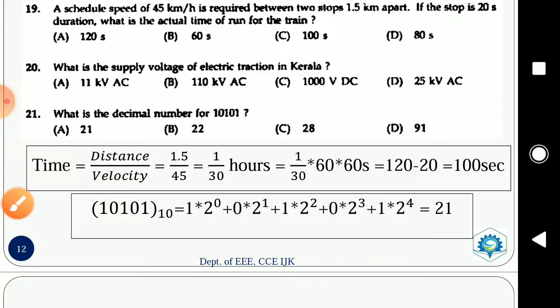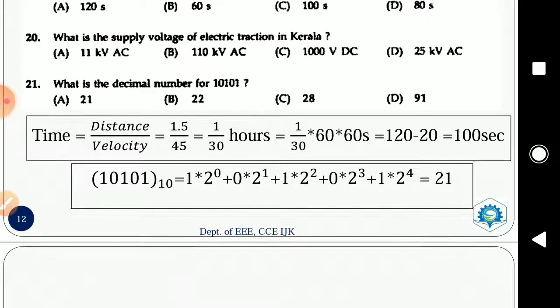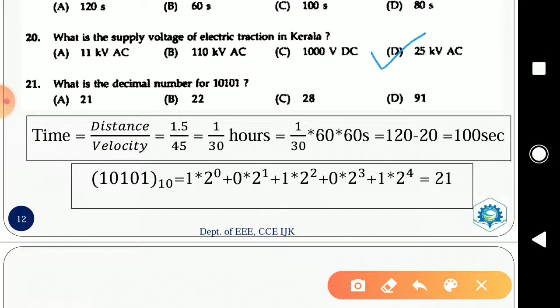Moving on to question number 20. What is the supply voltage of electric traction in Kerala? So, the answer is option D, that is 25. Option D is the correct answer, 25 kilovolt. AC supply is provided, not DC supply, AC supply. Moving on to question number 21.